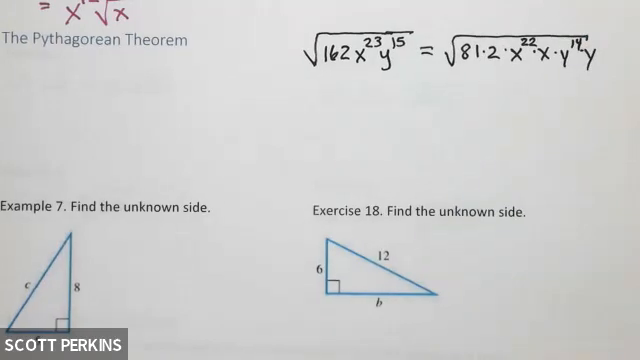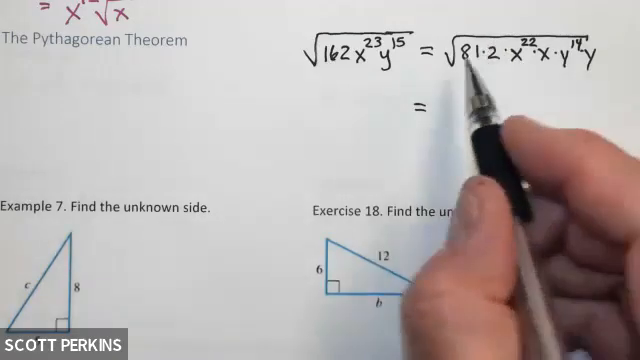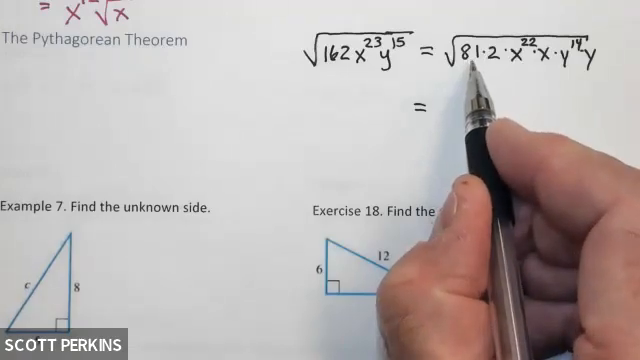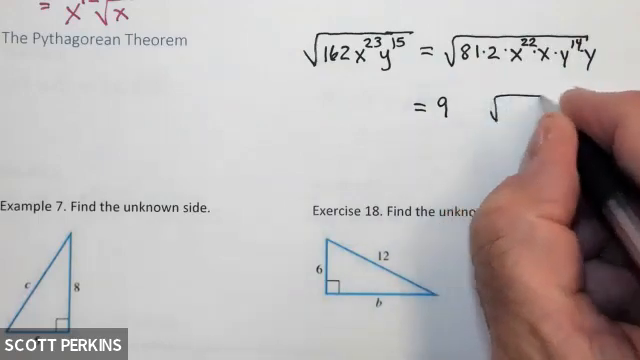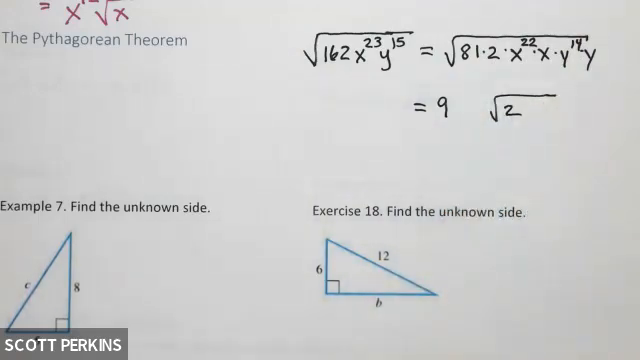So once again, just like the previous problem, for my final answer I'm going to write the stuff I can take the square root of outside the radical. I'm going to leave the stuff I can't take the square root of under the radical. So starting with the 81, the square root of 81 is 9. Square root of 2, it's going to stay under the radical. Everybody with me so far?